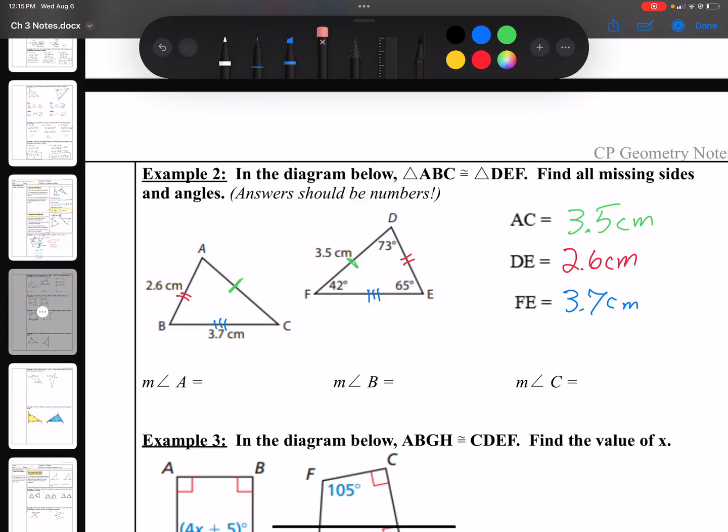All right, what's the measure of angle A? Well, let's take a look at the statement. A is the first letter, D is the first letter, so I know that angle A has to be congruent to angle D, which is 73 degrees. Next, I have B, that's the middle letter, and E is the middle letter. So since they're both the middle letter, angle B has to be congruent to angle E, which means angle B will be 65 degrees. And last, we've got C and F being the third, so C has to be congruent to F, which is 42 degrees.